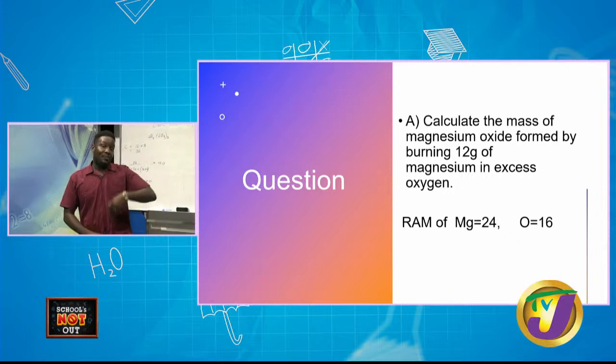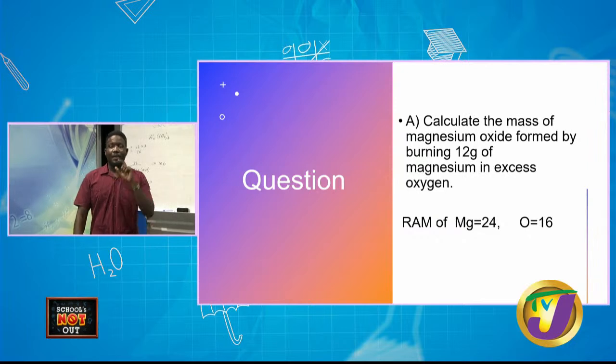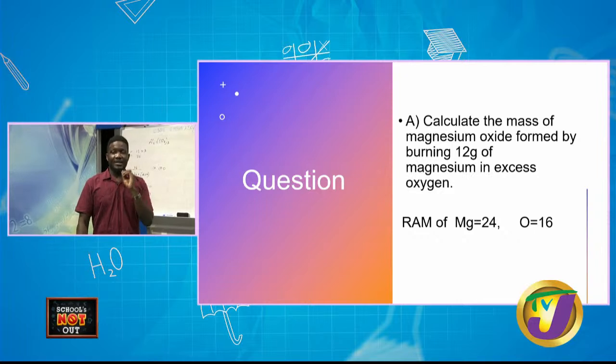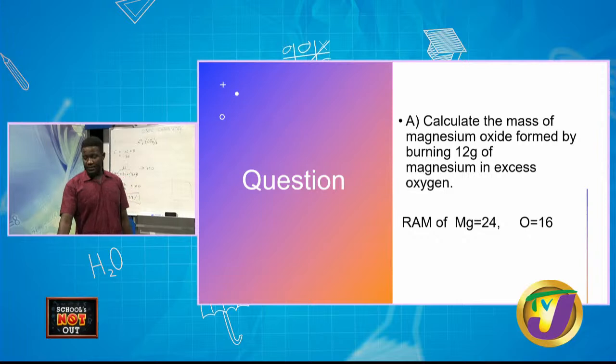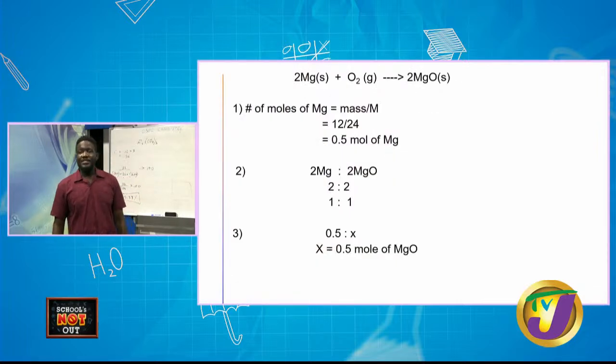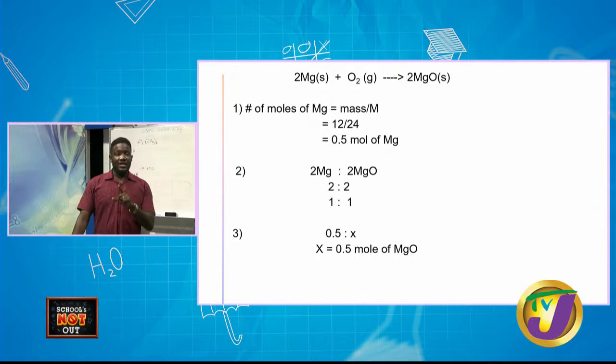But when we see how we can apply it, then it will come easy. So here it says to calculate the mass of magnesium oxide formed by burning 12 grams of magnesium in excess oxygen. So the first thing I always recommend you to do, write your balanced equation, all right? So here is our balanced equation. 2 magnesium in the solid state, right? Don't leave off your state symbols, plus oxygen in the gaseous state will give us 2 magnesium oxide, and those are in the solid state, all right?